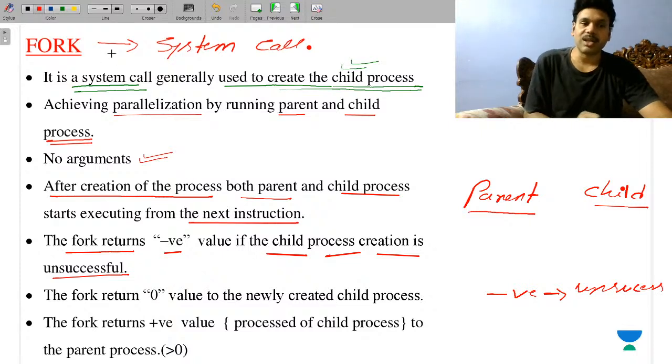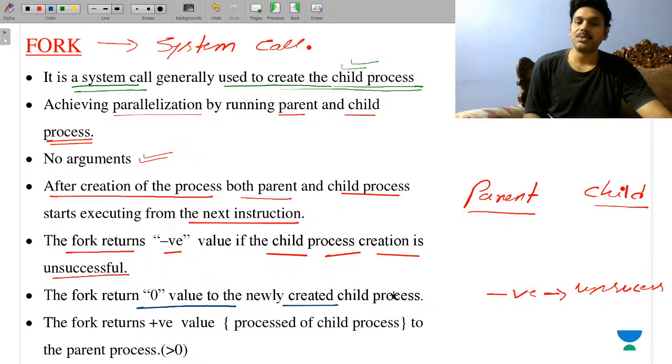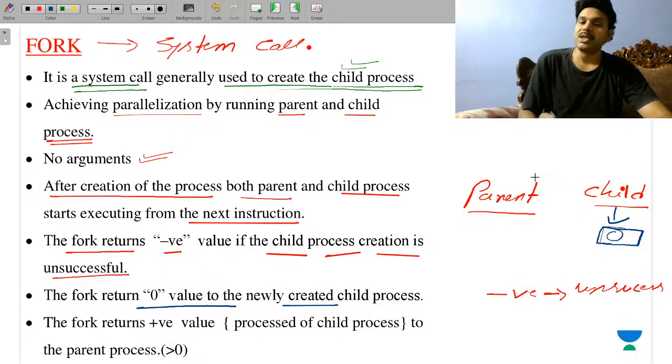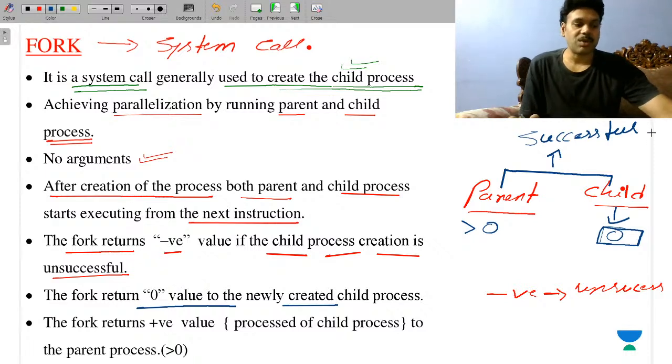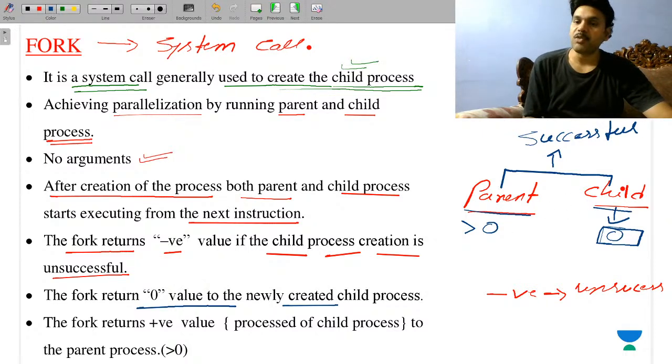If the child is created, there are two important points. It returns a zero value to the newly created child process, and it gives a positive value to your parent process. These two values you are going to get only if the child process creation is successful. So when the child process creation is successful, you get two values, one value to the parent and one value to the child.